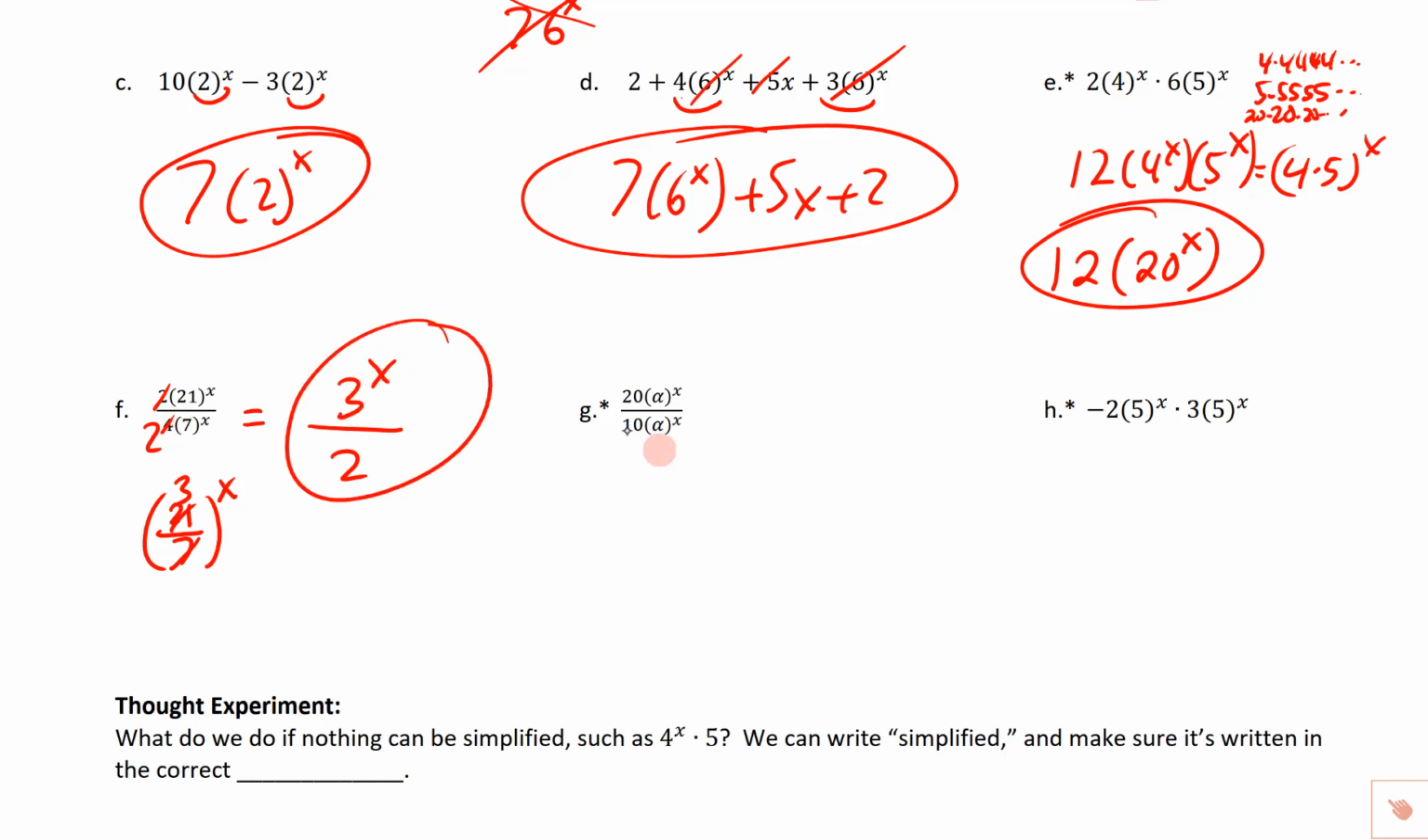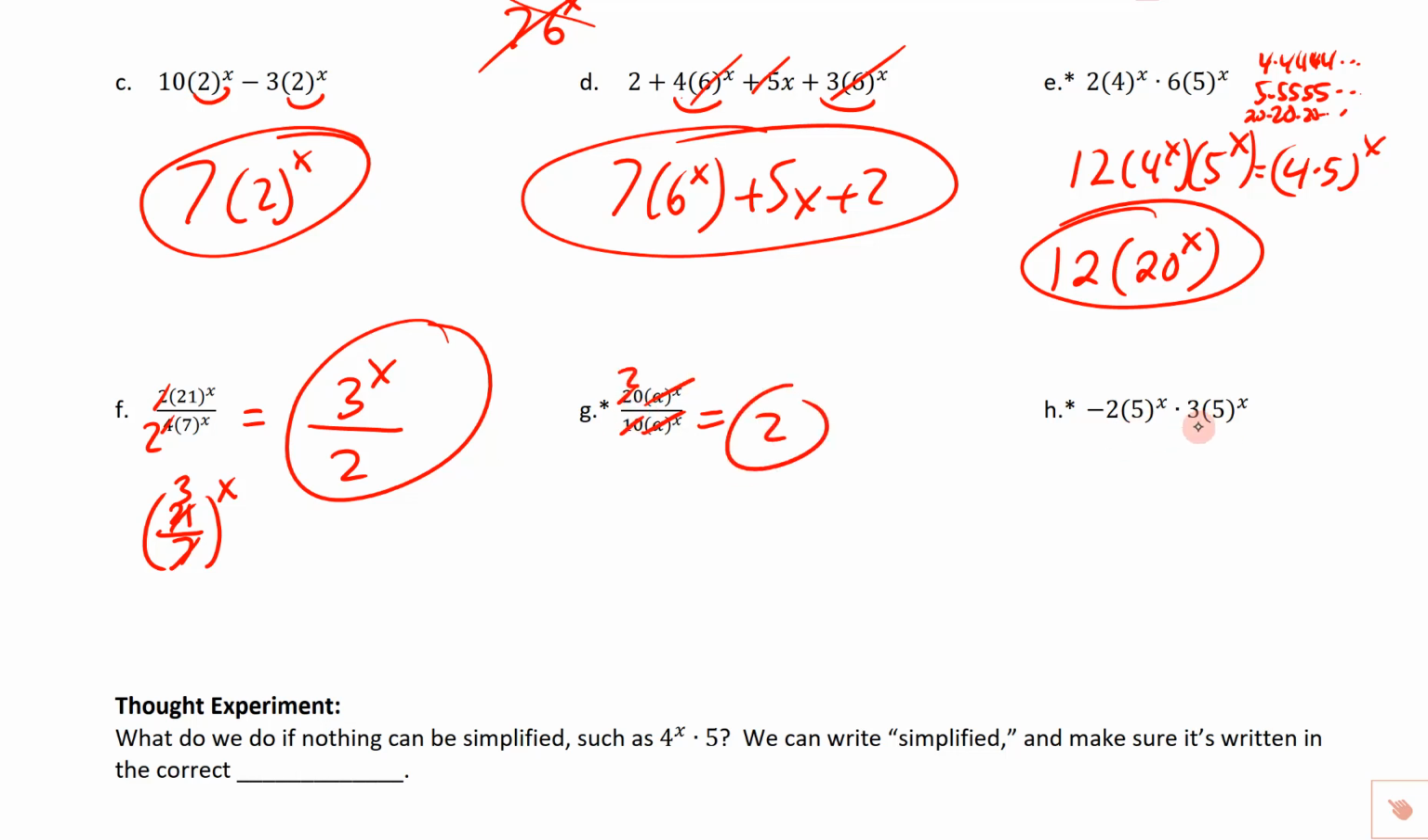And then on this one, you'll notice I've got a star by this one. This one's a little bit weird. This is actually a Greek letter alpha. If I've got alpha to the x over alpha to the x, that's the same thing over the same thing in a multiplication problem and division problem. So I can go ahead and cancel those. So after all of this, I've just got 20 over 10, so we can cancel those, and we end up with a 2, plain old 2 there.